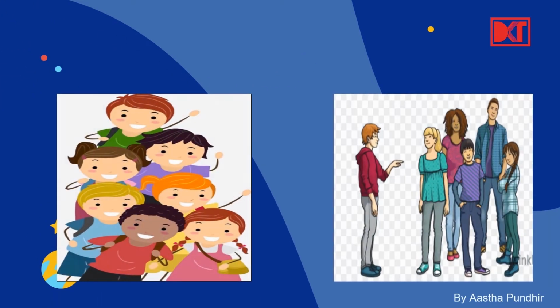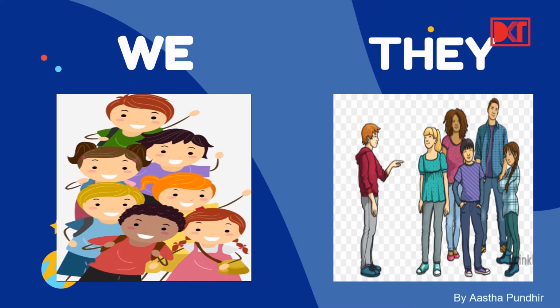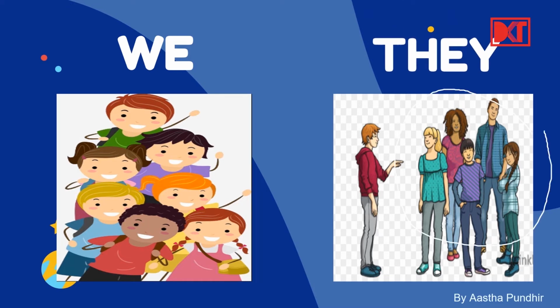So another one, we're talking that these kids, there's a group of kids. What will they call themselves? We. But there's this guy who is pointing towards another group. He is not a part of the group. He is separate and he is talking about someone else, which is a group of people. So we'll call it they. The pronoun used will be they.